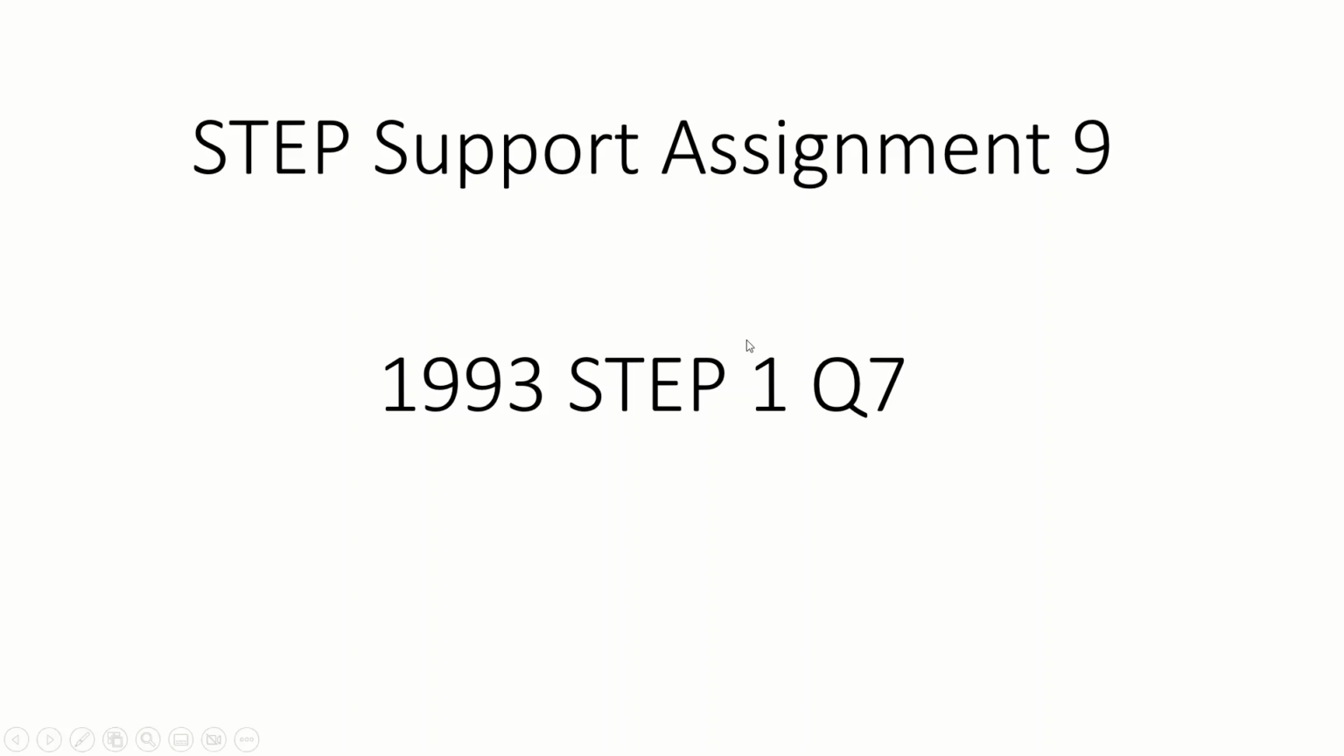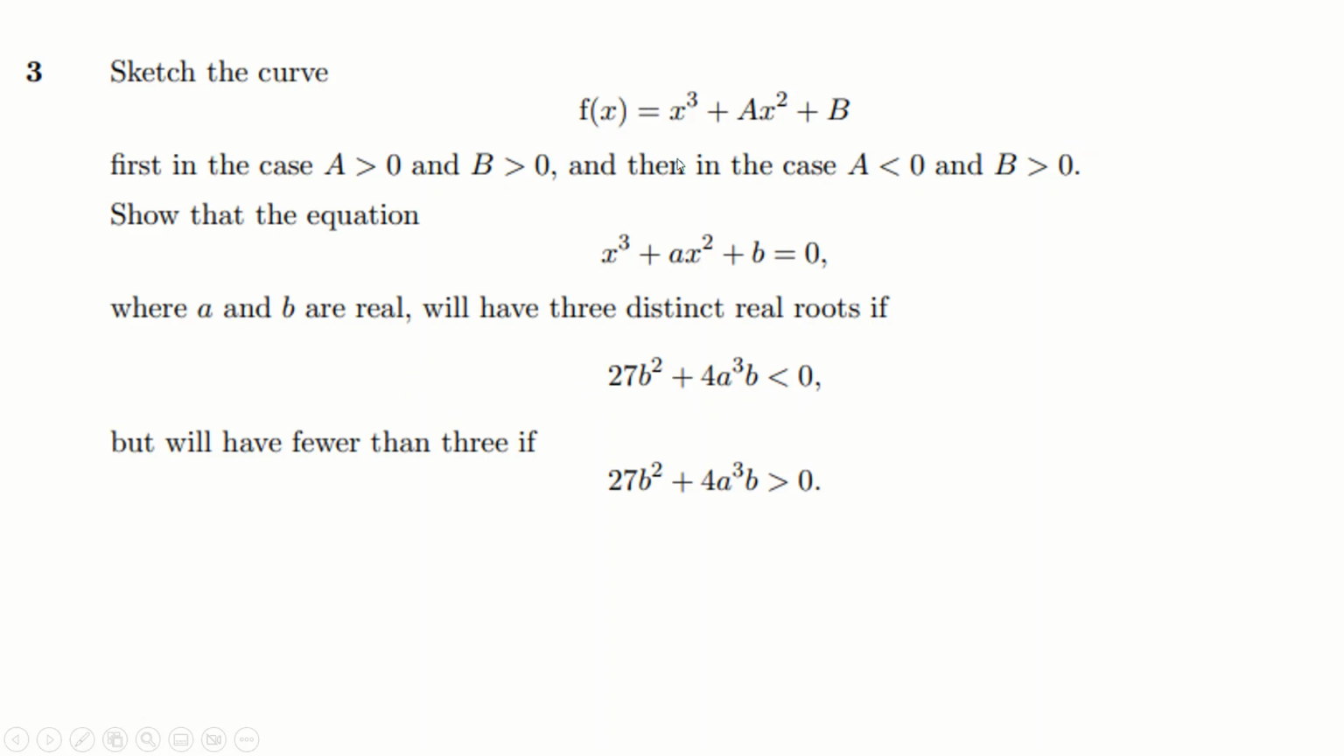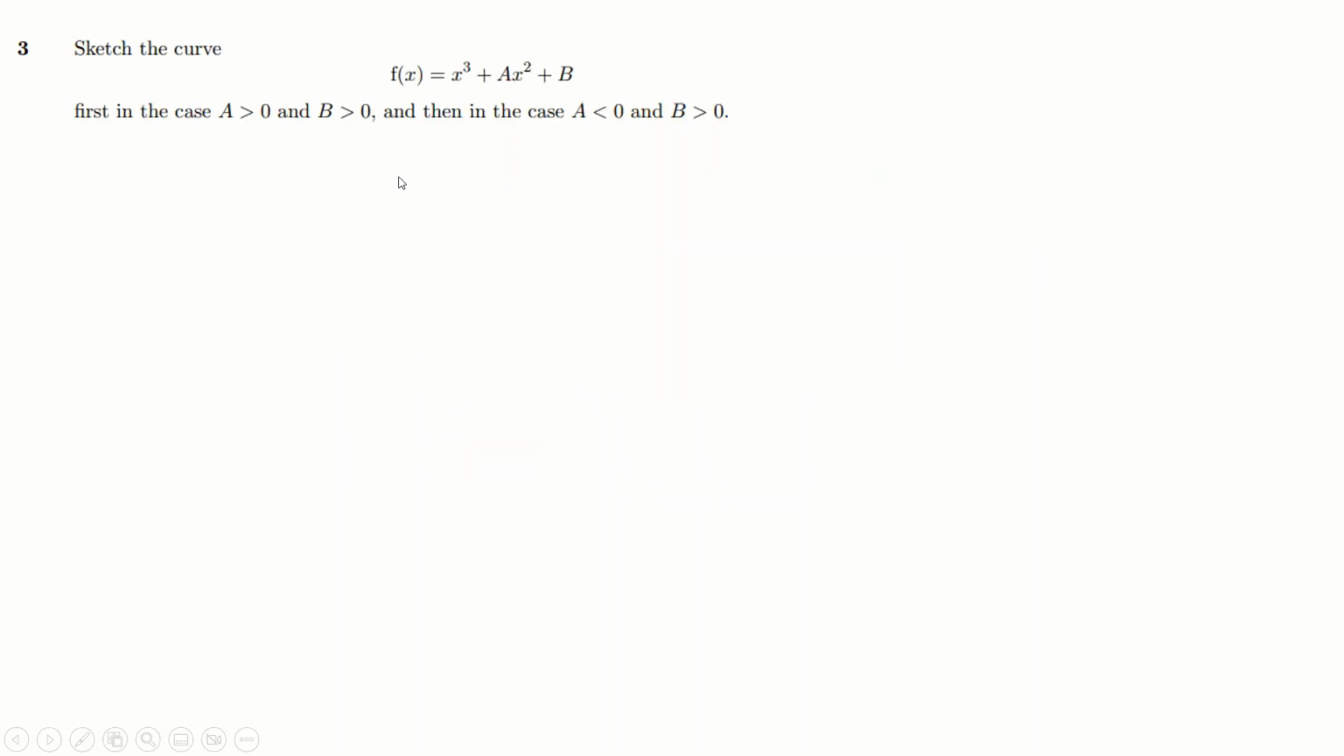This is STEP support assignment number 9. It's actually this STEP question from 1993. It's all about graph sketching, so you know that I'm going to enjoy this one. Let's start off here. They're asking us to sketch this function, firstly where a is bigger than 0 and so is b. So okay, let's put that down, get some axes down.